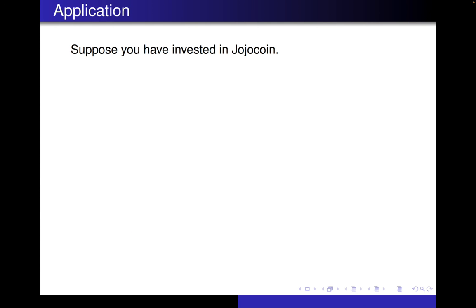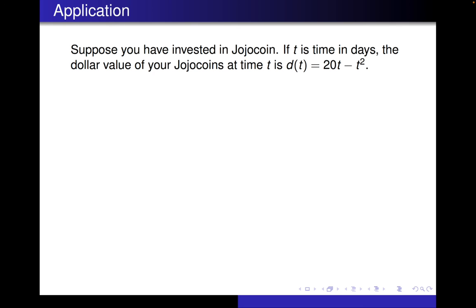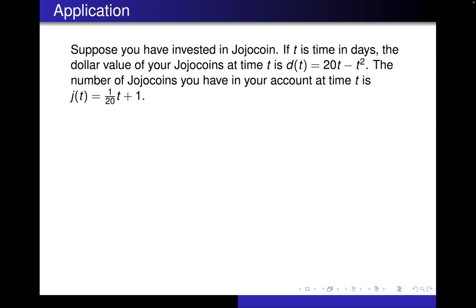All right, and so here's an example of combining functions in a particular application of a function. So here's a situation where you have invested in JoJo's newest dubious business venture. JoJo's into JoJo coin. What can I tell you? And over time, you have some dollar amount of JoJo coins, and over time, you also have a certain number of JoJo coins. So the total dollar value of your JoJo coins at time t is going to be 20t minus t squared. The number of JoJo coins you have in your account at time t is j of t equals 1/20th t plus 1.